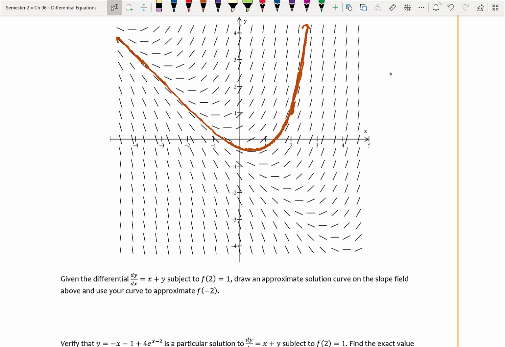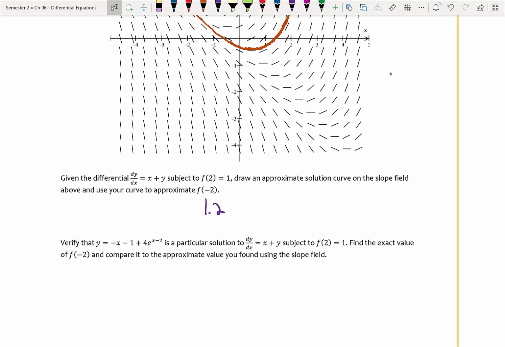Then it says, consider the given differential equation subject to that initial condition, draw an approximate solution curve and use your curve to approximate f of negative 2. So let's figure out what f of negative 2 is. If I plug in negative 2, I get a point here. And I tiptoe over to where that is on the y-axis, and I'm going to say this is about 1.2. I'm going to put it at 1.2 this year. I think it'd be down a little bit, but yeah.